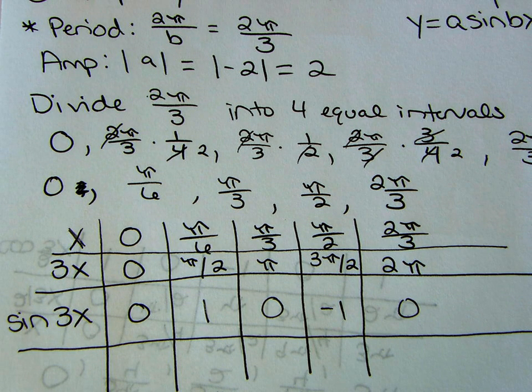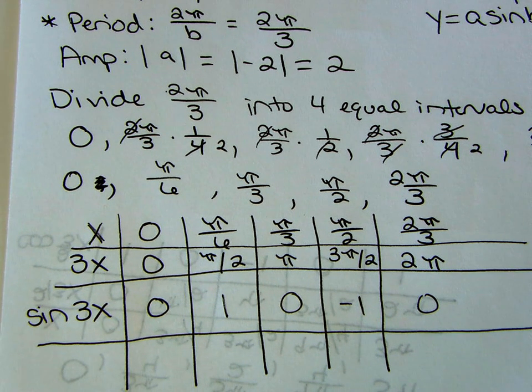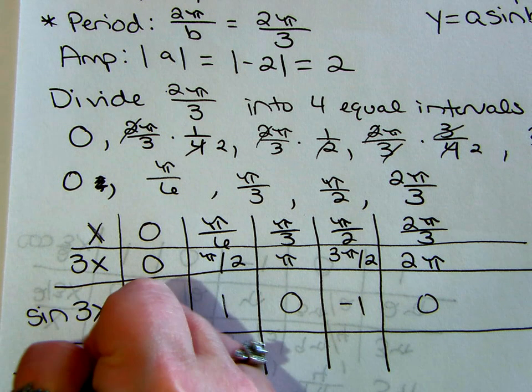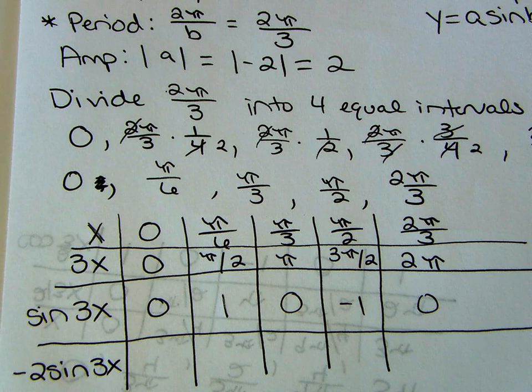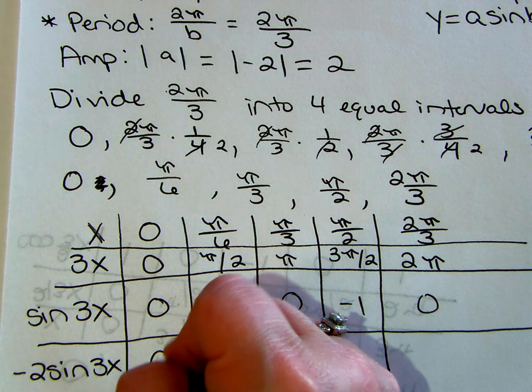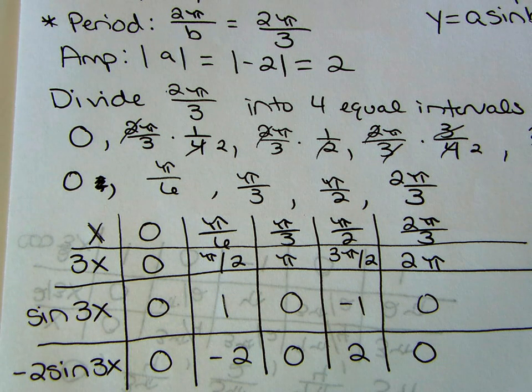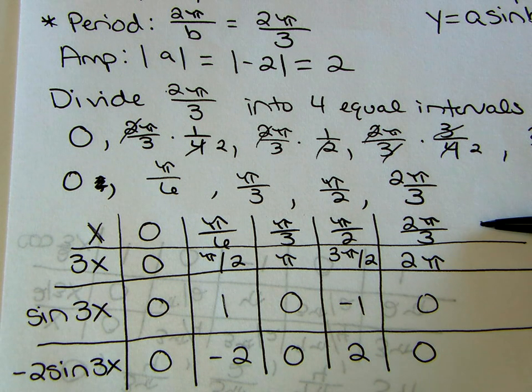Now, for our last problem, we would have been done here, because that's what our function is. But our function isn't sine of 3x. Our function is -2 sine of 3x. So I have one more row where I take everything in the row above and multiply it by -2. 0, -2, 0, 2, 0. Now I have my ordered pairs. My top row are my x values. My bottom row is my y values for plotting and graphing this on my plane.